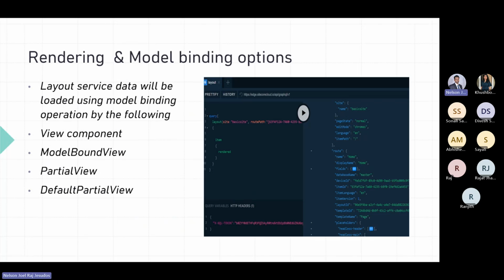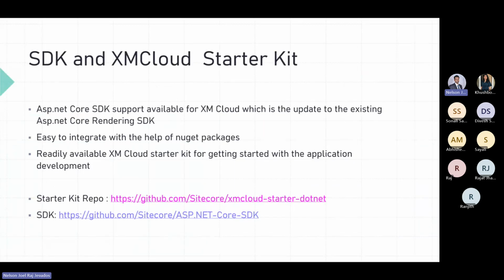The rendering and model binding option. So by default, as I told, whenever we get data from the Experience Edge, which is called the Sitecore layout response, this response will be mapped to the particular component which is defined in the placeholder. Right? So there are multiple ways to bind this component. One of the default or most used view types is called model bound view. Okay, which is very straightforward.